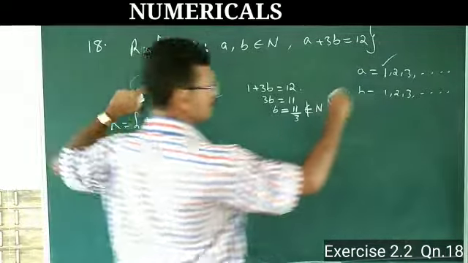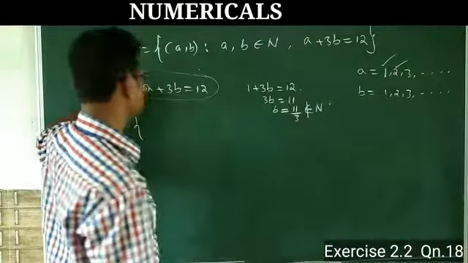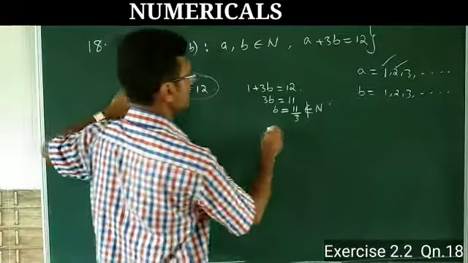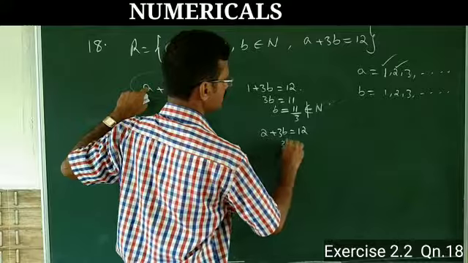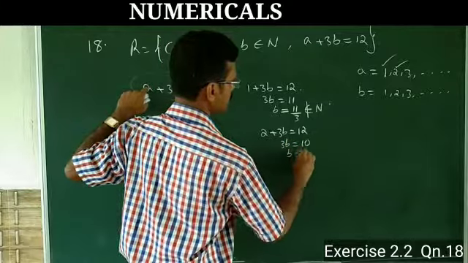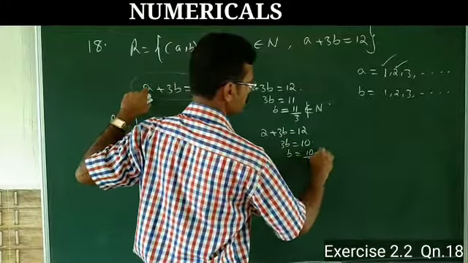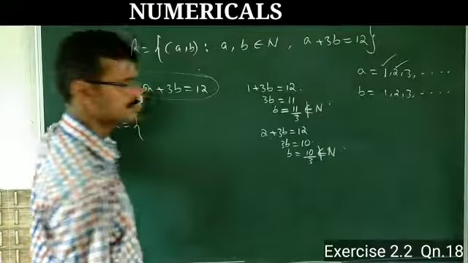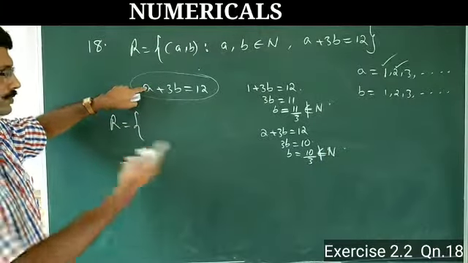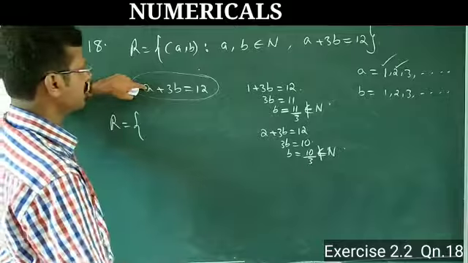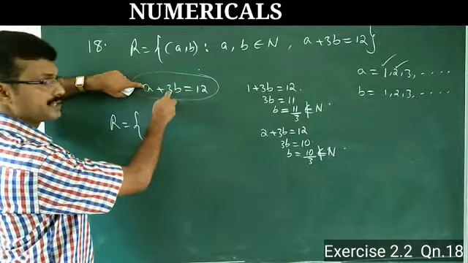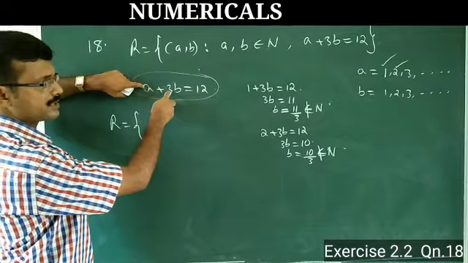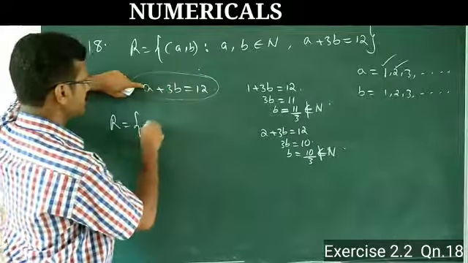Now if I put 2, 2 plus 3b is equal to 12, so 3b is equal to 10 and b is equal to 10 by 3. This is also not a natural number. You can do the processing in the mind now. If I go for 3, 12 minus 3 is 9, and 9 by 3 is 3. It's a natural number, so I can put 3 here.